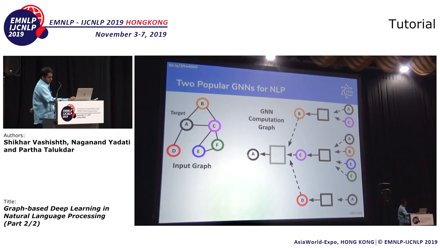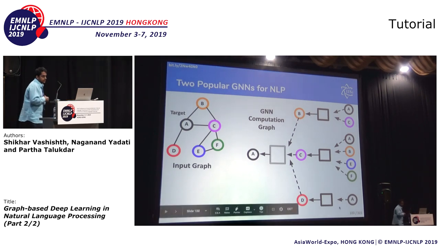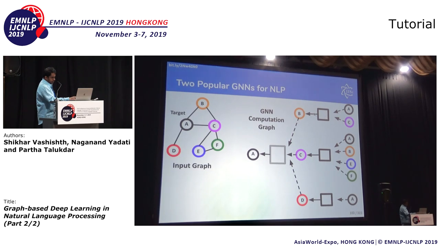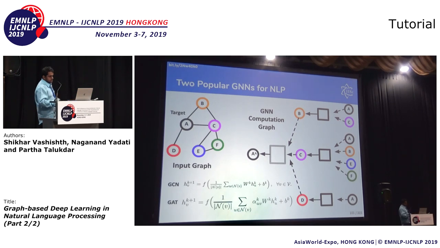We have the target vertex, which is A. We have all the one-hop neighbors of A: B, C, and D. And then we have the two-hop neighborhood here, the one-hop neighbors of the one-hop neighbors: A and C, A, B, E, F, and A, right? A simple two-layer GNN will aggregate information from the two-hop neighbors, and we update the representation of the one-hop neighbors. The updated representation is then used to compute the representation of this vertex, right?